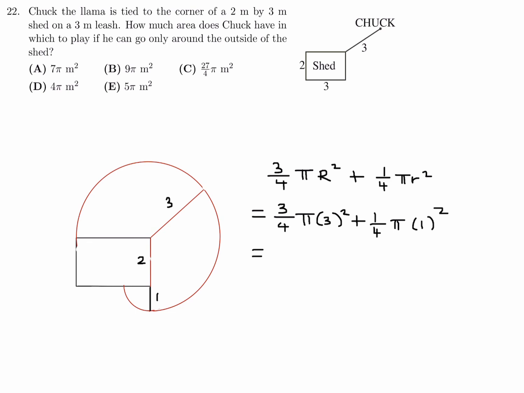So here we go. 9 times 3, 27 pi over 4. And this looks like just pi over 4. So it looks like 28 pi over 4. And that is 7 pi. So number 22, the answer is A.